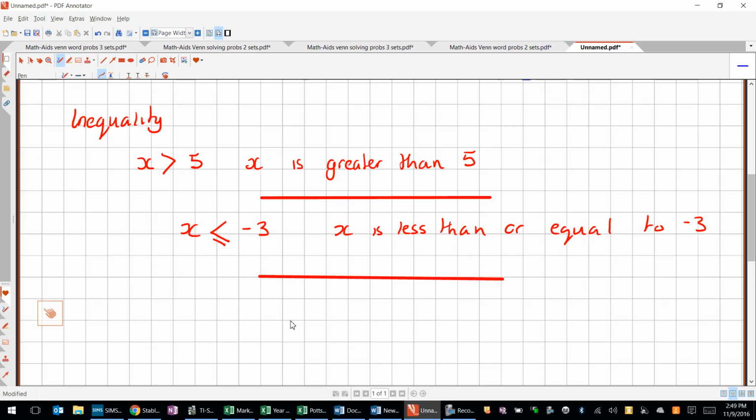Now, give me a number where X is greater than 5. 6, 7, 8. How many numbers are greater than 5? A lot. An infinite amount. How many numbers are less than or equal to -3? An infinite number. Okay, so we've got to show this on a number line. And why I say don't worry about showing other numbers is because we only really need to know the numbers that matter. In this case, it's 5. And I've got to do X is greater than 5.